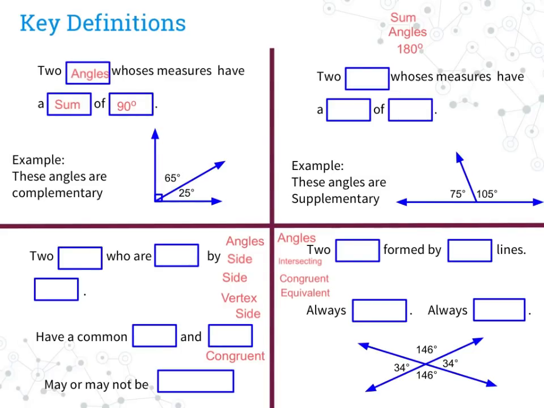So for example, here we've got 65 degrees and 25 degrees. When you add those together, they give us 90, so therefore our angle relationship, these are both complementary. These two angles add up to be 90. Let's take a look at the next one.